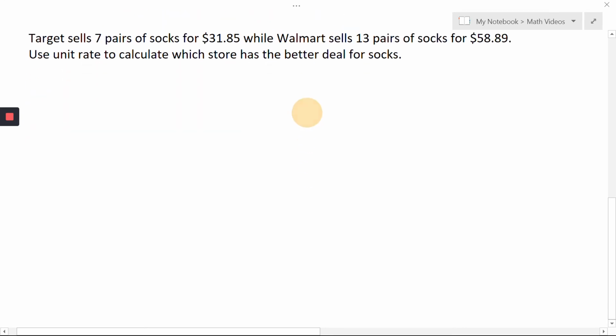Looking at the next one, it is going to be a multi-step problem. We're talking about 2 comparisons. So we have Target that has 7 pairs of socks for $31.85 and Walmart that has 13 pairs of socks for $58.89. So we use unit rate to compare prices to figure out better deals. So let's talk about Target first.